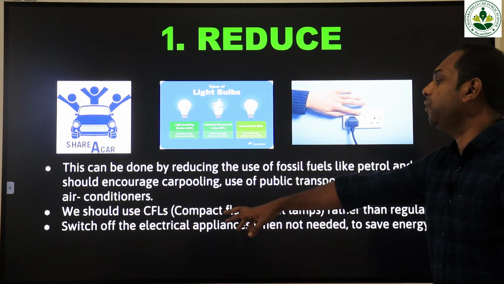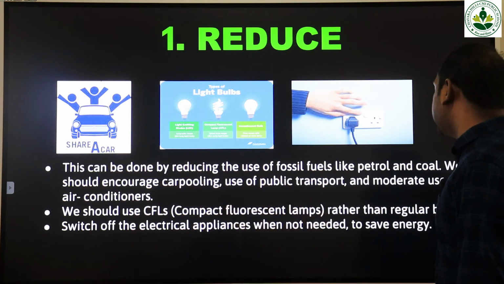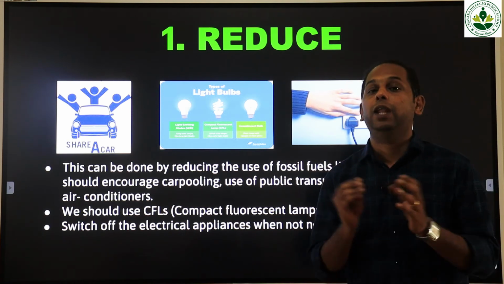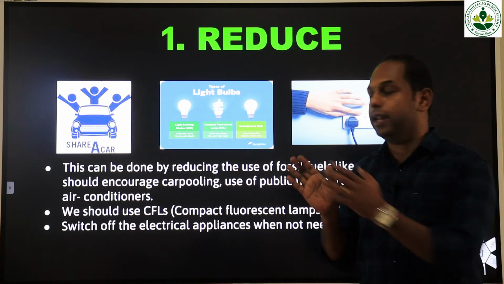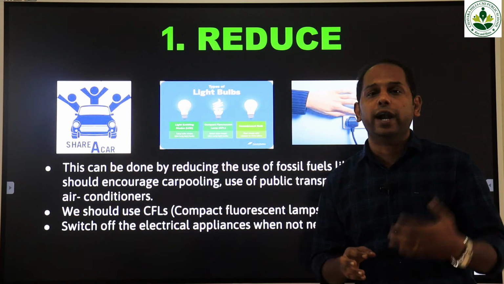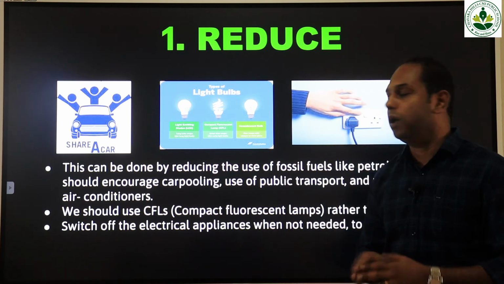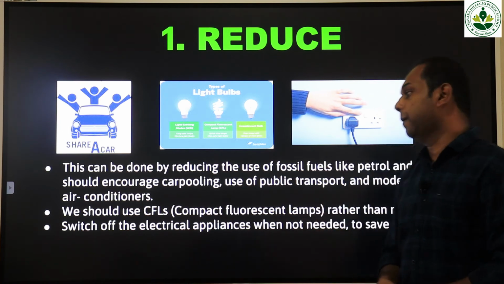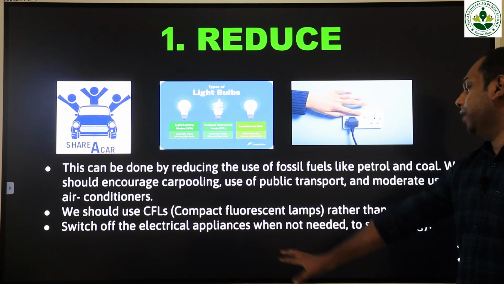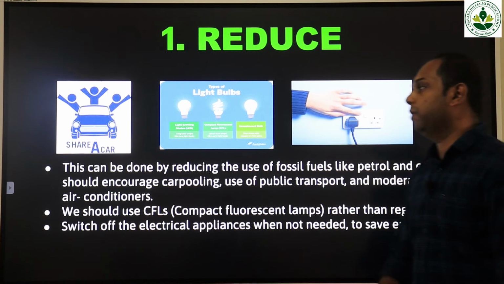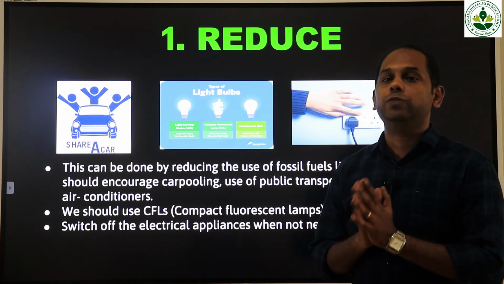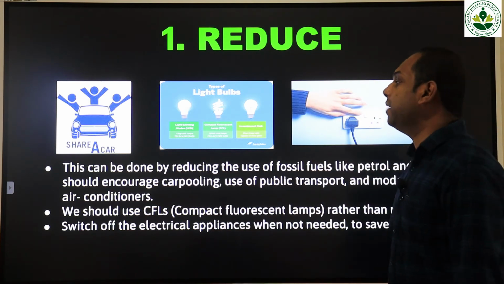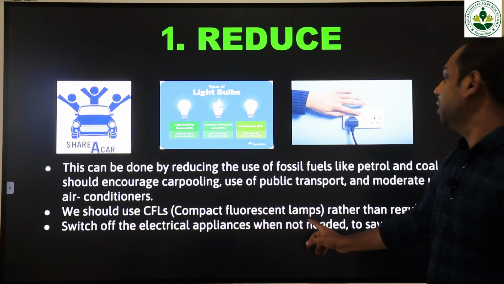Then we should use CFL lamps and LED lamps rather than regular bulbs. As you all know, before we were using the filament bulb. They consumed more energy than the LED and CFL bulbs. So what is the next suggestion? We should use CFL and LED bulbs rather than the regular bulbs. Then switch off the electrical appliances when not needed to save energy. So whenever we are not using the electrical appliances, we should switch them off to save energy. These are the major suggestions by which we can practice reduce in our life.